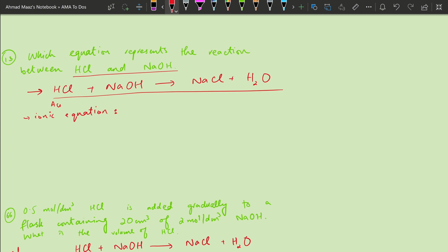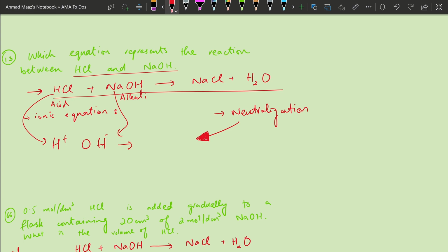Now this is a reaction between an acid and an alkali. And when an acid reacts with an alkali, we call this reaction a neutralization reaction. Alright, now all we are concerned about from this neutralization reaction is H positive from acid and OH negative from alkali, right? Because this is what forms water. This is the product of neutralization, right? The salt is formed, no doubt, NaCl, but the salt is aqueous, all right?